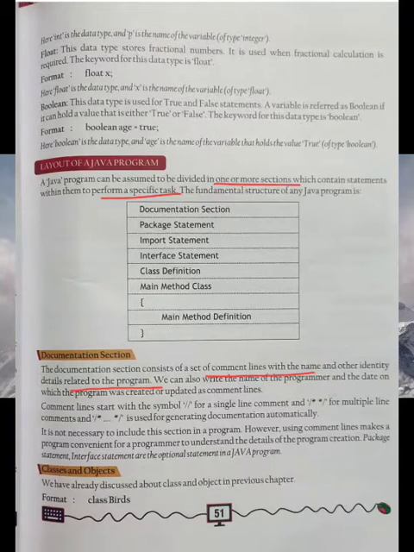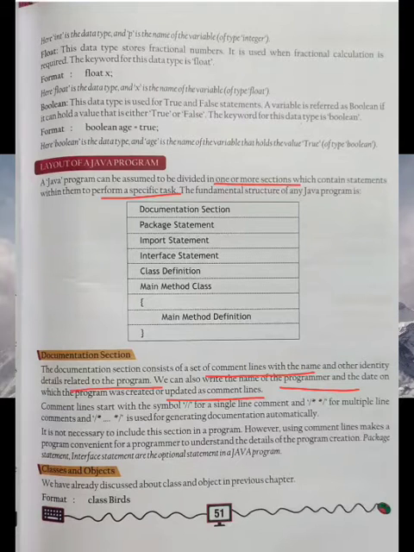We can also write the name of the programmer and the date on which the program is created or updated within comment lines. We can provide comments in the documentation section. The documentation section means the part which makes us aware of what the programming has been done for.